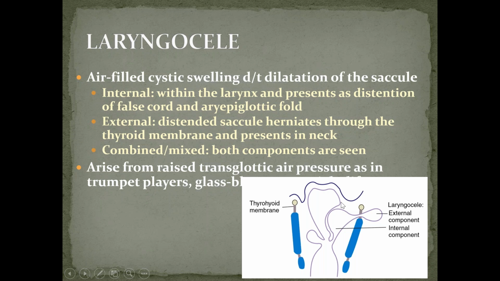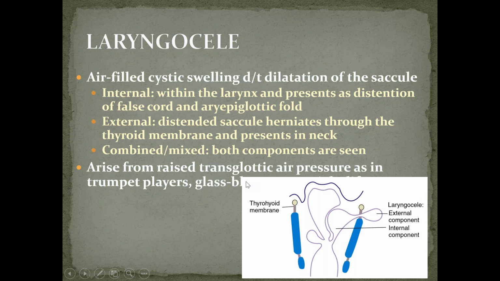If the laryngocele is present only within the larynx, that is the internal laryngocele. If it pierces the thyrohyoid membrane, between the hyoid bone and thyroid cartilage, it appears in the neck as an external cystic swelling. That is the external laryngocele. Sometimes you'll see both internal and external, that is the combined.